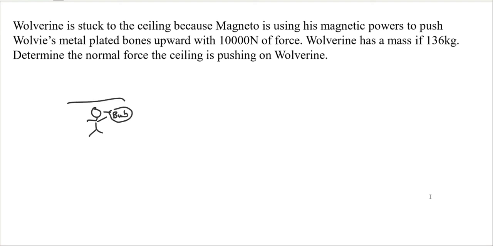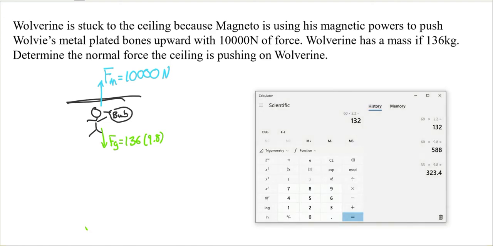And this would be the ceiling he's stuck on. Now what's happening? Well, a huge magnetic force, 10,000 newtons, is pushing him upward. Does gravity still exist on Wolverine? Well, of course it does. There's our force of gravity. Now, how big is our force of gravity? Well, it's his mass times 9.8. So let's calculate that. 1,332.8.